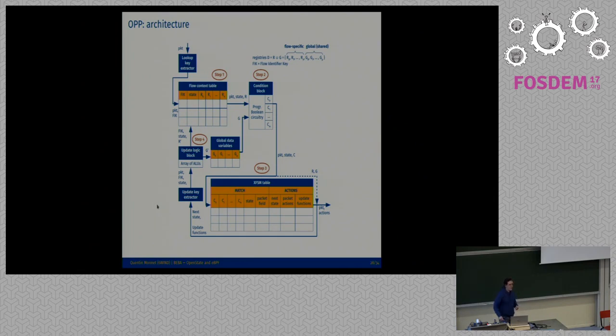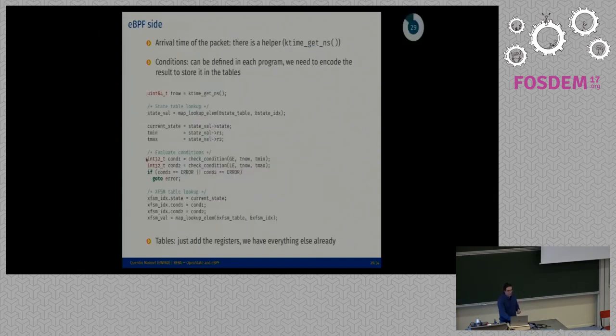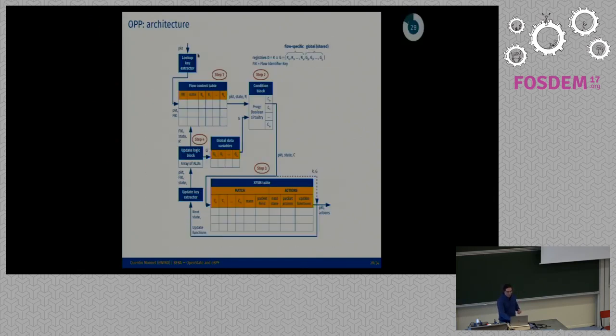So this is the full diagram of the OPP architecture. Without entering too much into the details, first we process the packet to extract any information we need to match. And we perform the first lookup in the state table. On this packet metadata, we get the state for the flow and also a set of registers. With those registers and possibly global registers, we evaluate the conditions that we want to use.